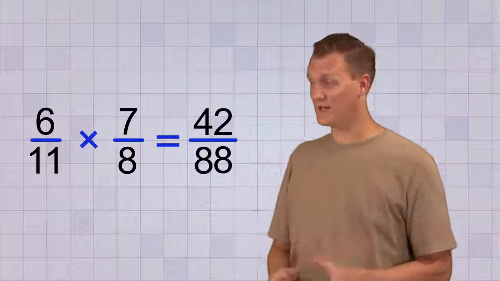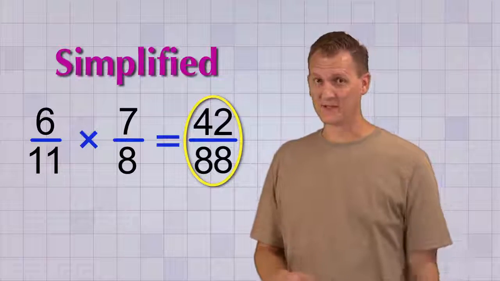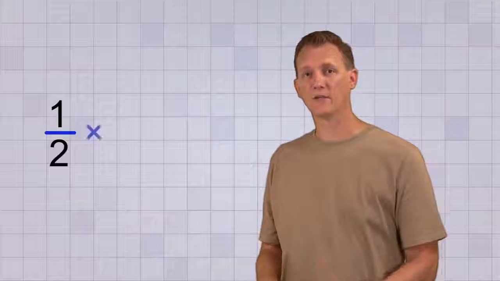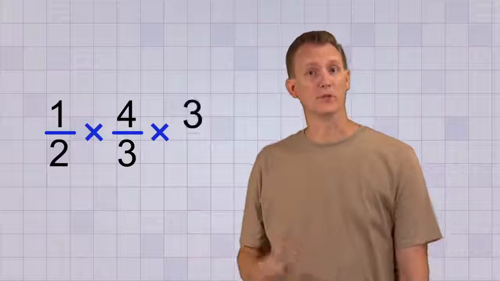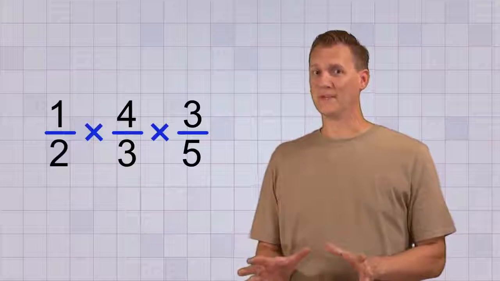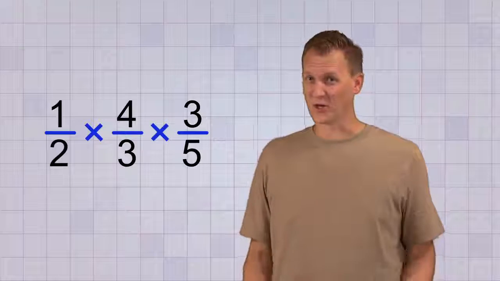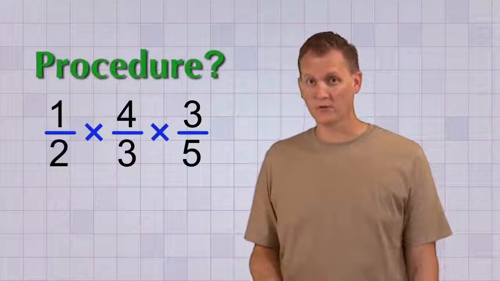Oh, now some of you might see that this answer could be simplified, but we'll save simplifying fractions for another video. All right, let's see one last example. Here it is. 1/2 times 4/3 times 3/5. Wait a minute, this has 3 fractions multiplied together, and the middle one looks like an improper fraction because its top number is bigger than its bottom number. Does our procedure work for this problem too?